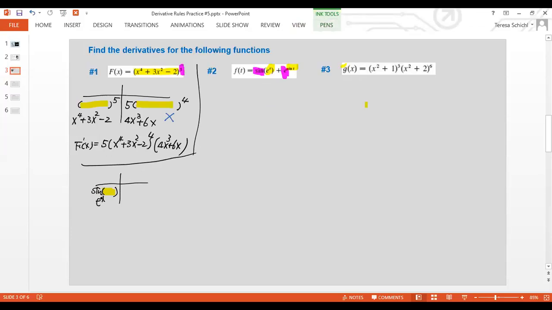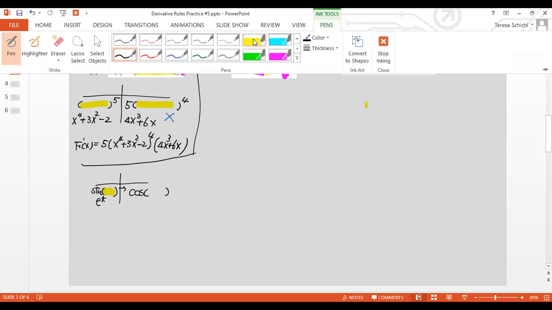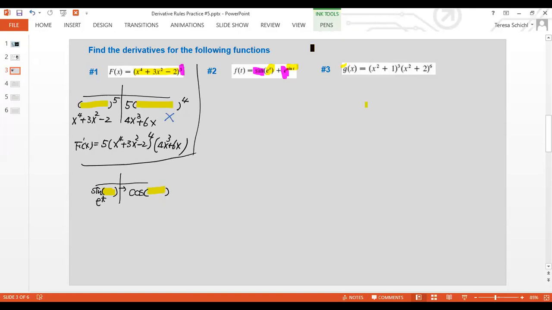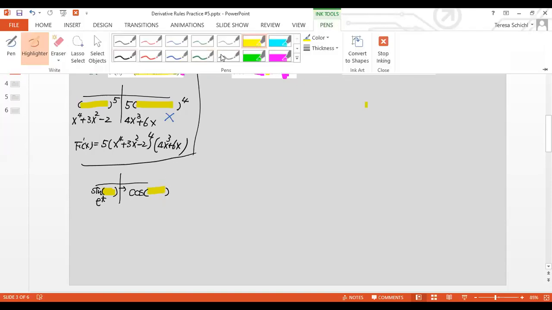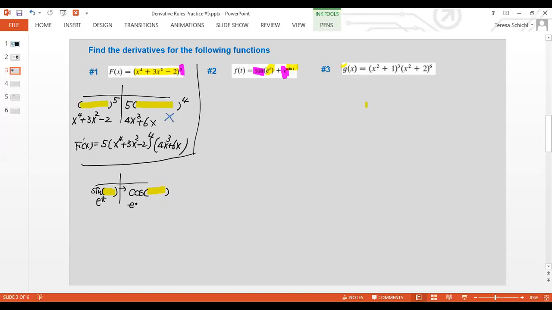So this is e^t. The derivative of sine is cosine, with whatever is inside kept the same. The derivative of e^t is just e^t itself. So you multiply these two. The first term becomes cosine of e^t, whatever is inside, times e^t. Correct? Okay, let's take a look at the second part.